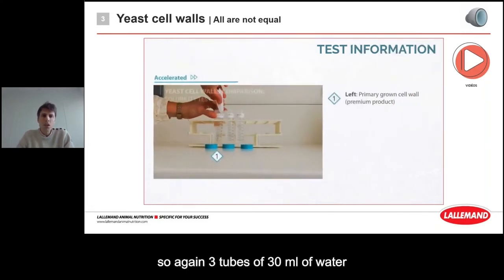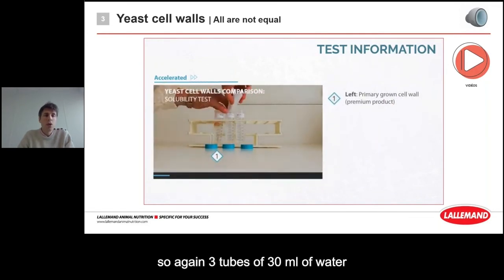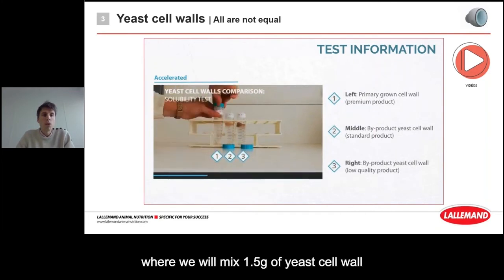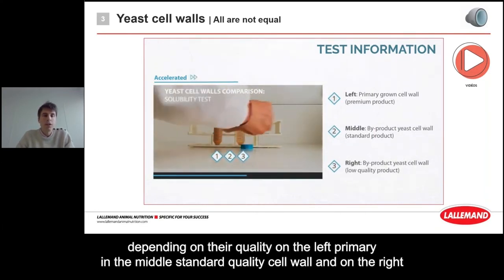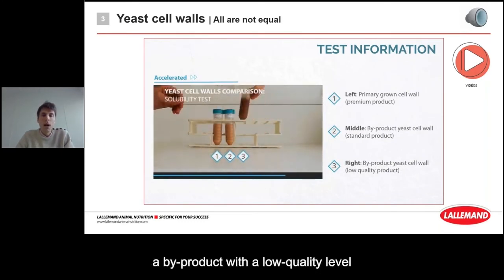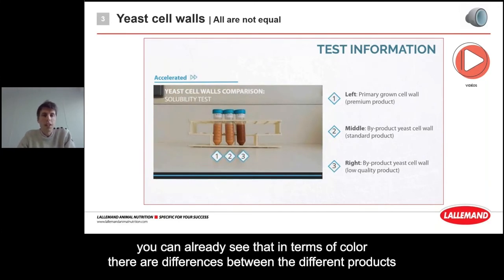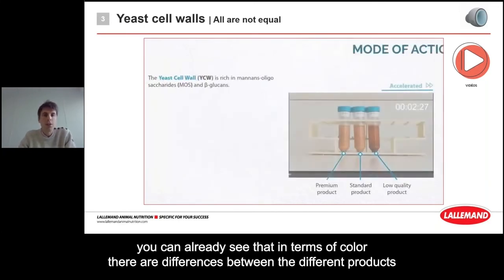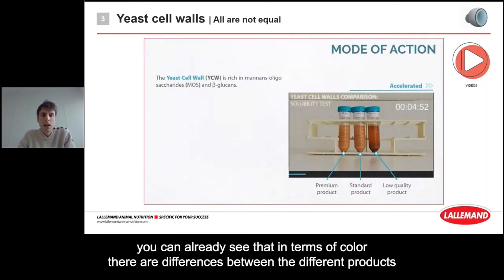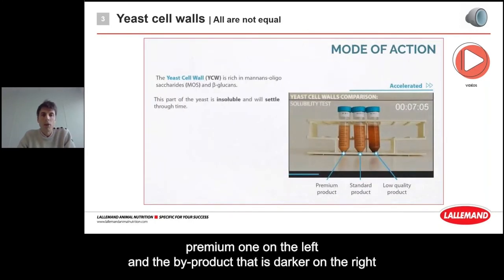So again, 3 tubes of 30 milliliters of water, where we will mix 1.5 gram of yeast cell wall, depending on their quality. On the left, primary; in the middle, standard quality cell wall; and on the right, a byproduct with a low quality level. You can already see that in terms of color, there are differences between the different products. Premium one on the left and the byproduct that is darker on the right.